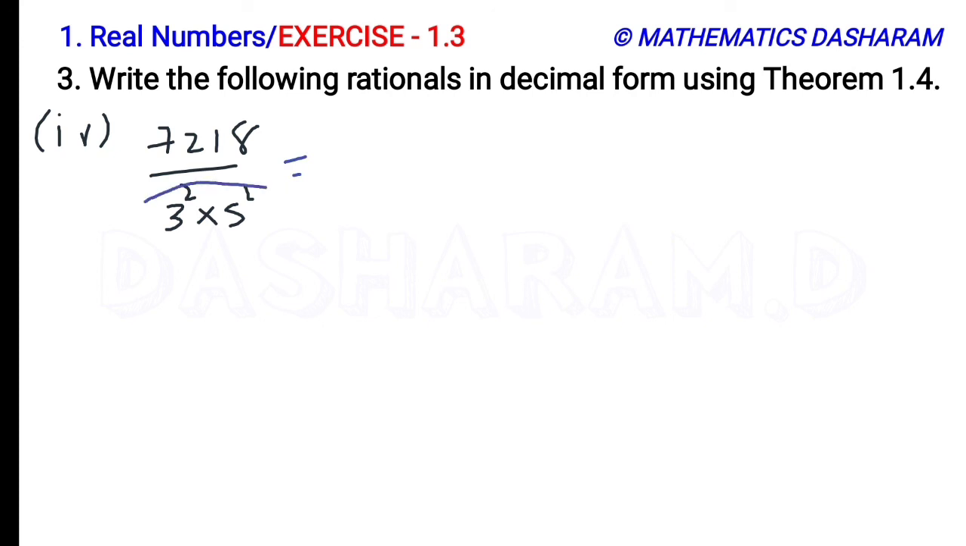Fourth question, 7218 divided by 3 square into 5 square. See here, actually the denominator is not in the form of 2 to the power of n into 5 to the power of m. But see here, we will get some cancellations.